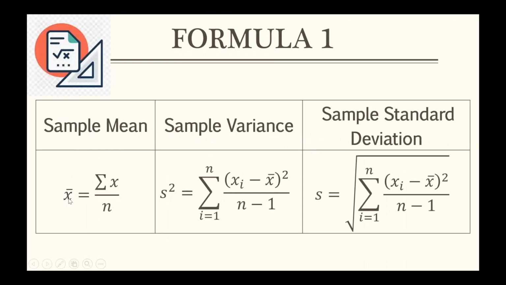The symbol for that, we have x, and we have a line above the x that is equal to the summation of x, or the number of observations, all over n, which is the total number of observations. For the sample variance, we have s squared as the symbol for sample variance. That is equal to the summation of the square of x sub i, for the scores, minus the sample mean, all over n minus 1. And for the sample standard deviation, all we have to do is to get the square root value of the variance. And that is the sample standard deviation. The symbol of that is s.